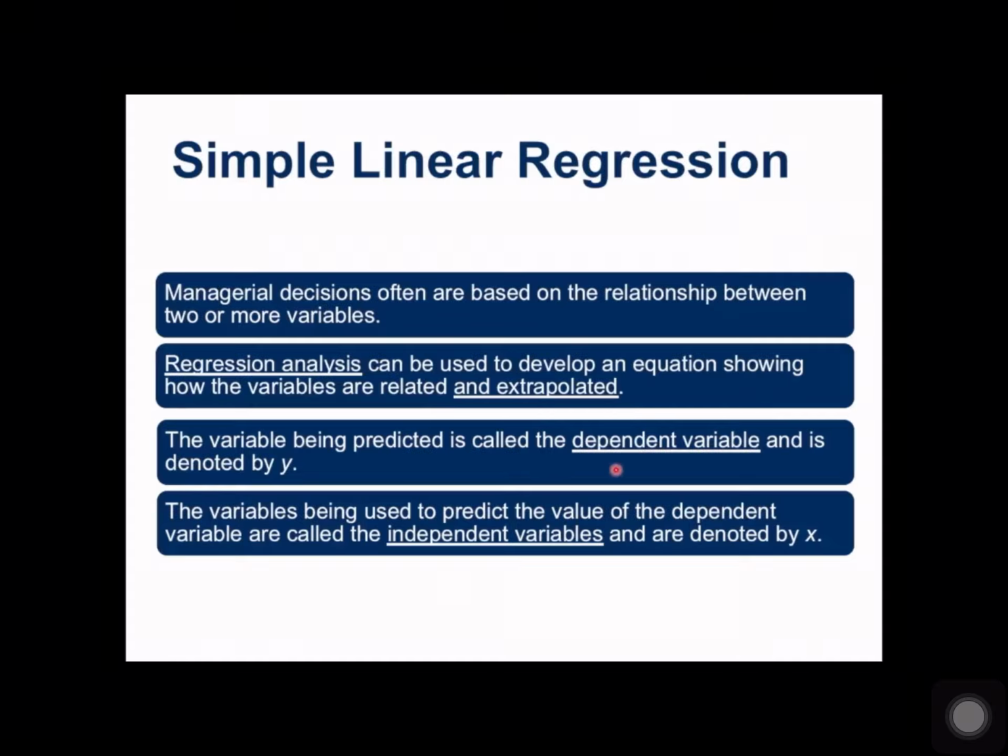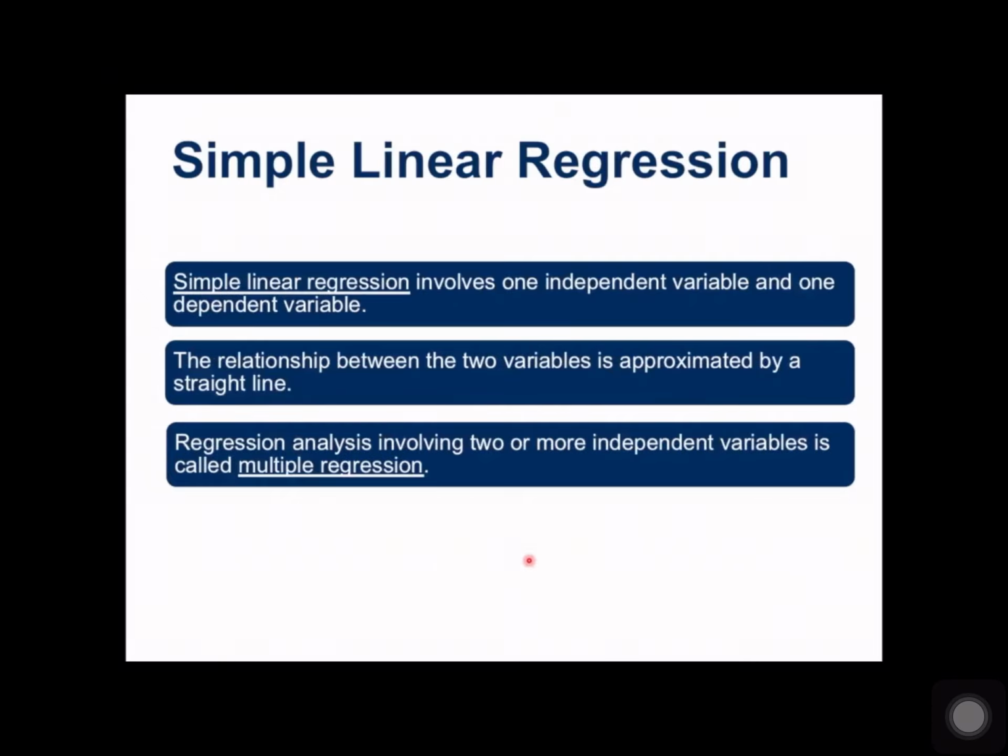We'll be doing that by looking at a single dependent variable, but that dependent variable will be predicted by a number of independent variables. Some writers describe independent variables as predictor variables and also use the words response variable for a dependent variable, but it's all the same thing. Simple linear regression is going to be using one of those independent variables as a predictor and one dependent variable. The relationship between those two variables is going to be described by a straight line. That's why it's called linear regression.